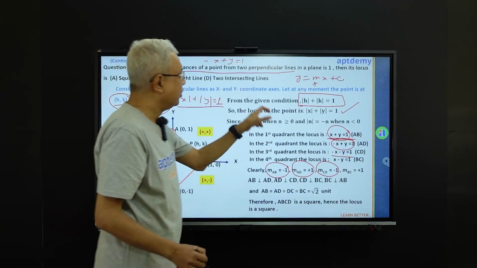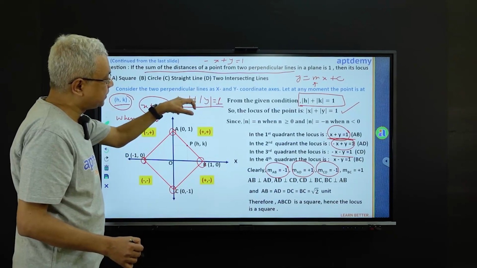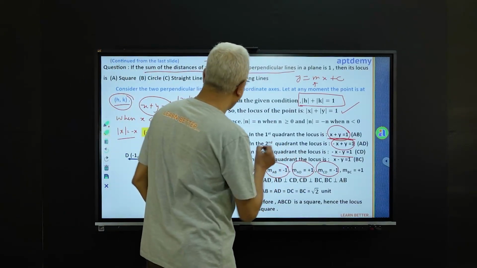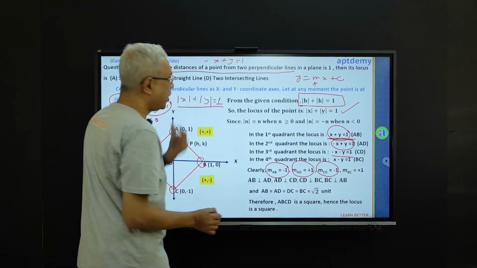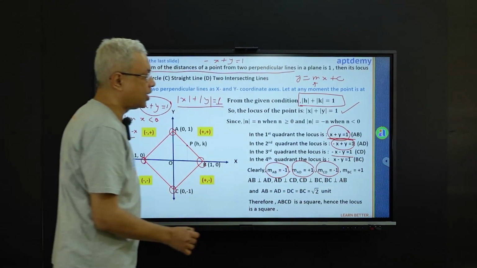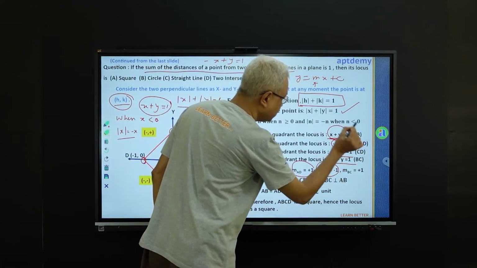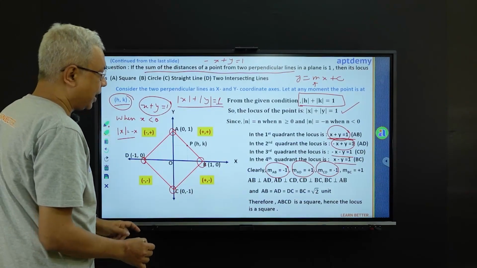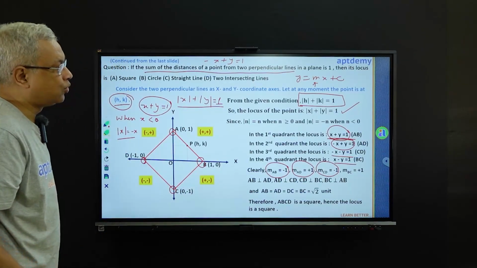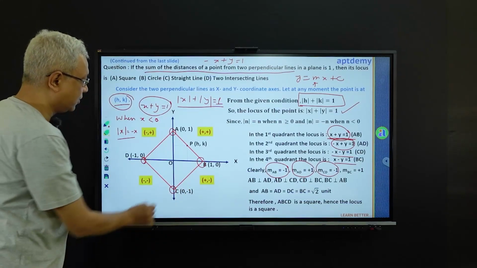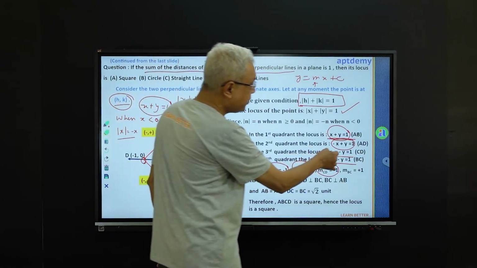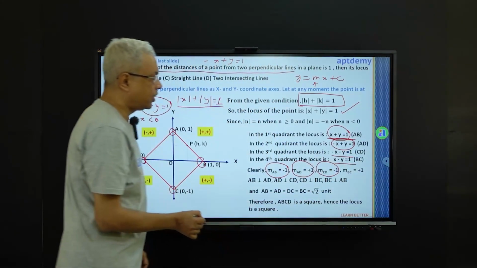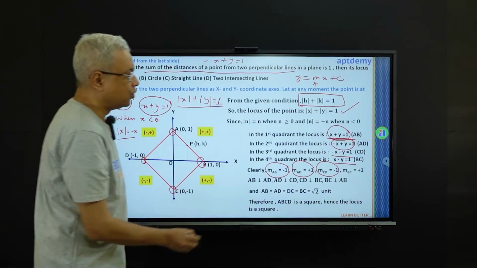And finally, what does this equation represent in the fourth quadrant? In the fourth quadrant, x is positive, y is negative, and therefore mod x is x and mod y is negative of y. So x minus y equal to 1. x minus y equal to 1 is also an equation of a straight line which intersects the x axis at (1, 0) and the y axis at (0, -1), and the gradient of the line is actually plus 1.